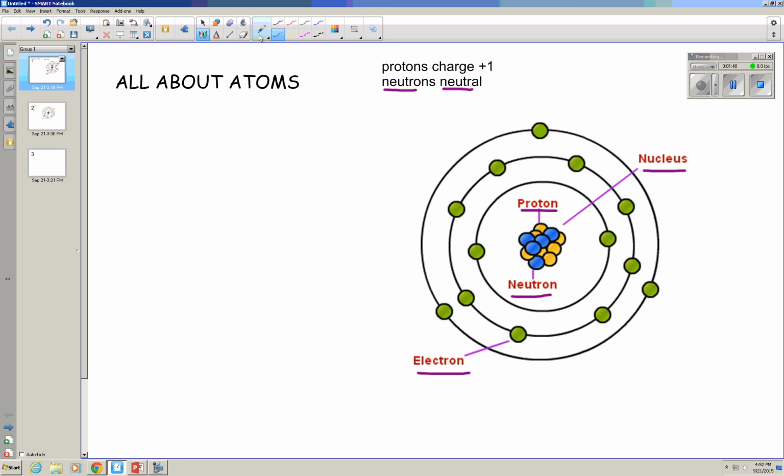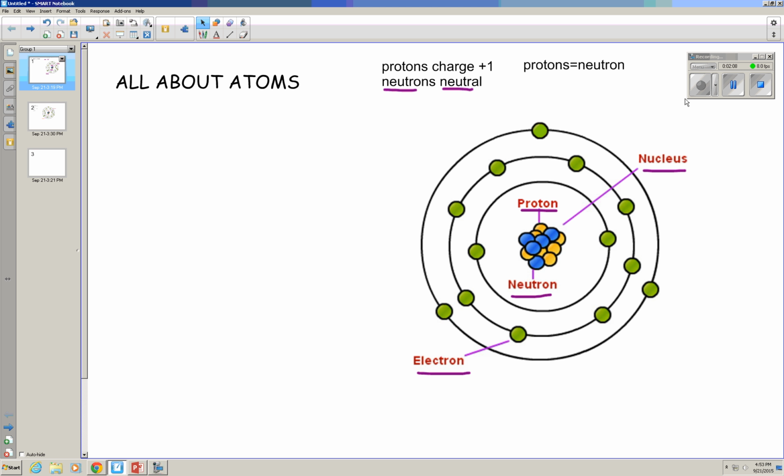What is interesting about protons and neutrons? Protons are about exactly the same size as a neutron. So they're like twins, except not twins. They're like, what's the non-identical twins? Fraternal twins, right? About the same size. They both sit in a nucleus, and one of them has a charge, the other one does not.